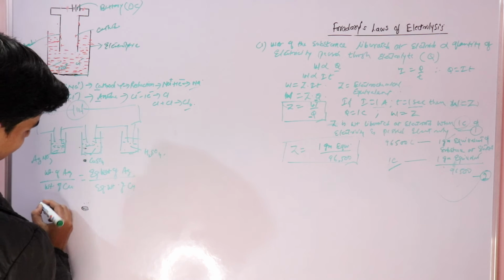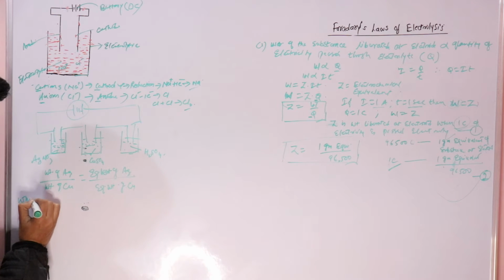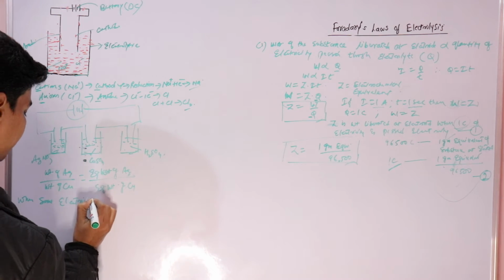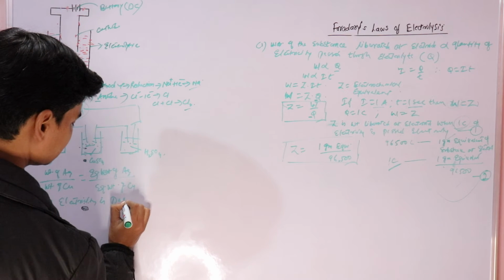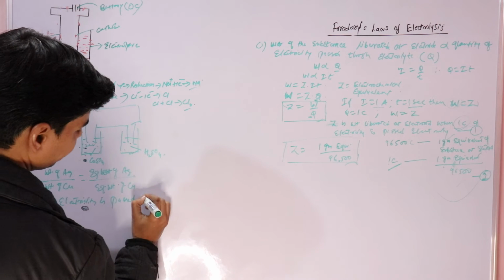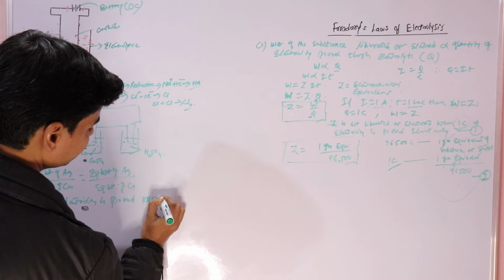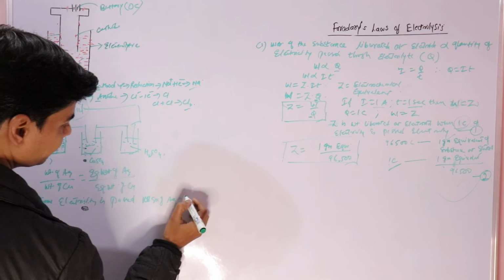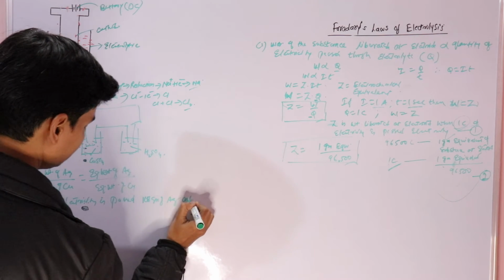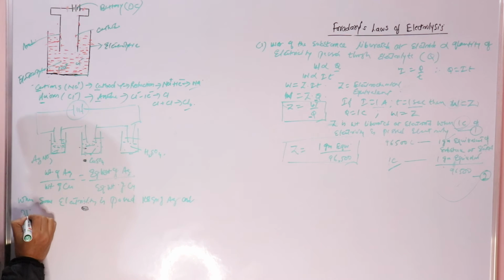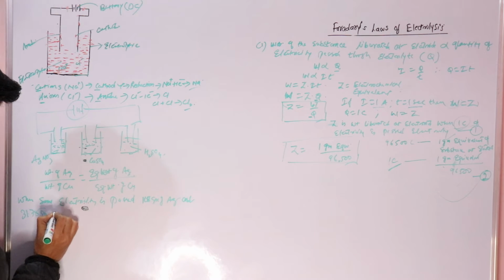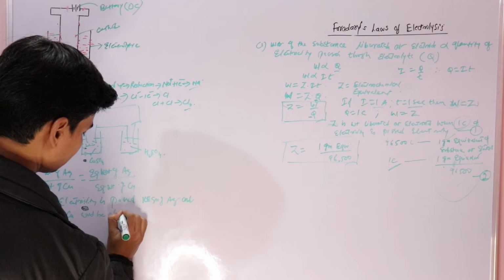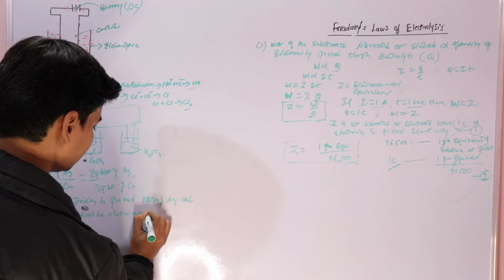So when the same electricity is passed, 108 gram of silver would be obtained at the cathode and 31.75 gram of copper would be obtained at the electrodes.